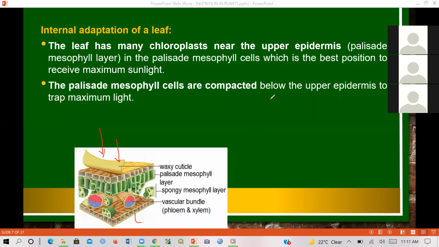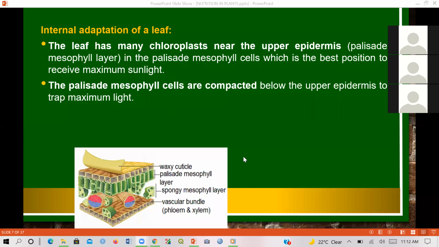Then another adaptation is that the Palisade mesophyll cells are compacted below the upper epidermis to trap maximum sunlight. Look at these ones, these cells here. No space in between, very compact, to make sure that almost all the light that wants to pass through this layer to the lower part is absorbed or is trapped by these chlorophyll pigments in the Palisade mesophyll layer. So those are the first two adaptations of the internal adaptations of the leaf.